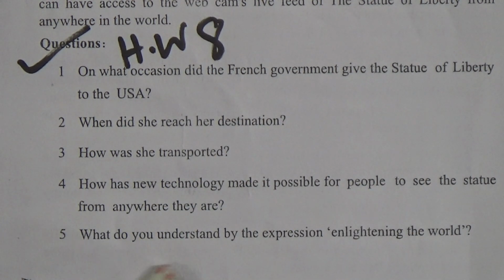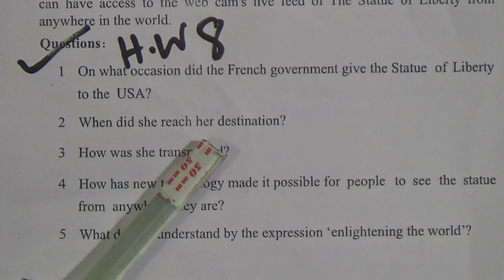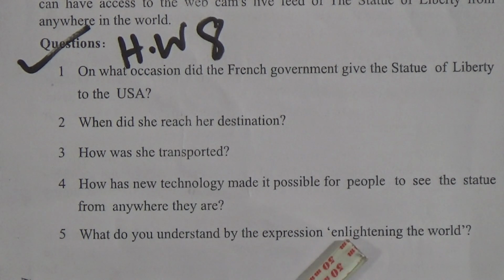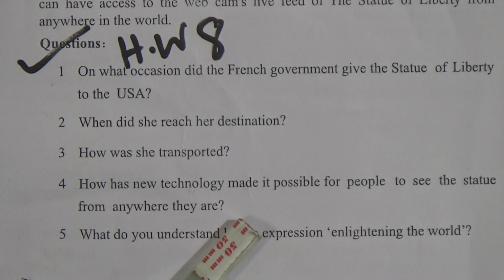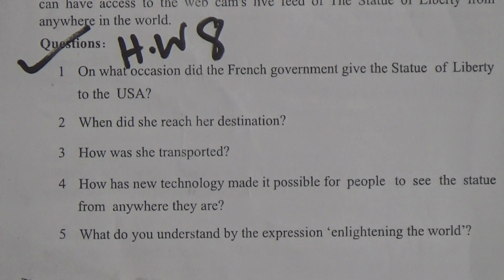Now number 5, what do you understand by the expression enlightening the world? So what do you understand by this expression? Yes, I know that enlightening the world means removing the darkness from the world with the help of education. Okay, an educated man can lead a life free from oppression and slavery. So the Statue of Liberty symbolizes the freedom. Okay, that means an educated person can remove the darkness of oppression and slavery.